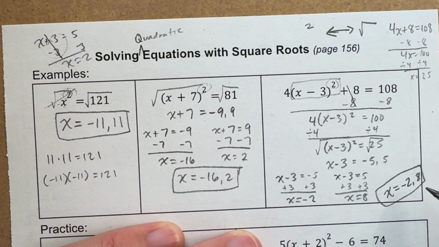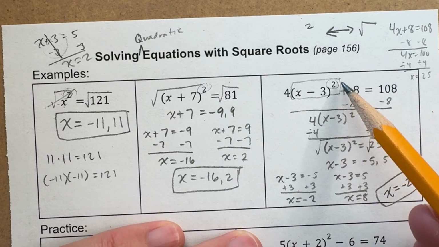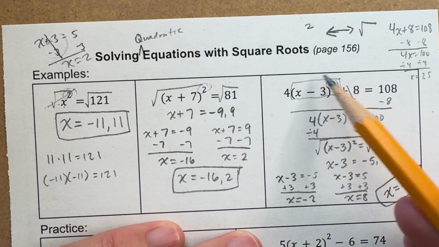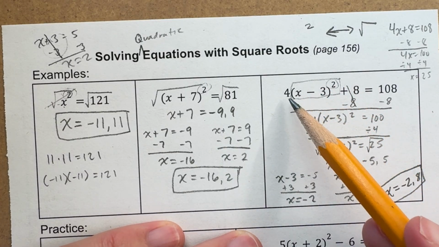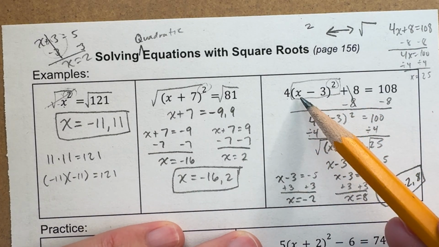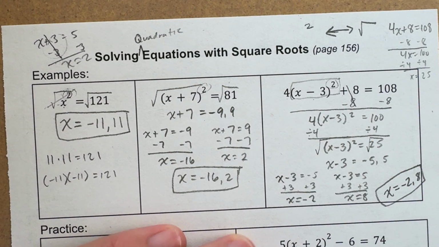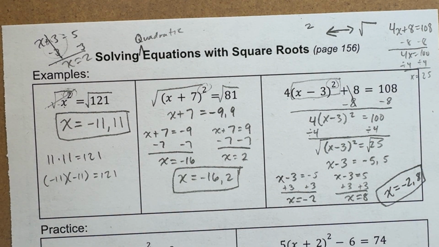And you can see if I plug in negative 2 minus 3, that would be negative 5. Squared, right? Order of operations, we'd square it first. That'd be 25 times 4, that would be 100 plus 8, that would be 108. And if I plugged in 8 here, I would do 8 minus 3. I would get 5. I would square it. I would still get 25, and the rest would be the same. Okay? You're going to try these problems down below.